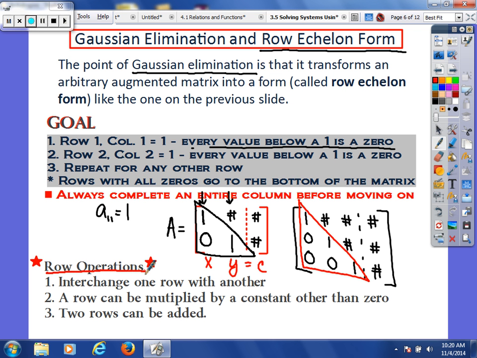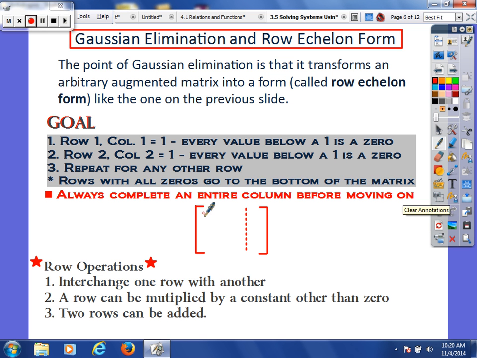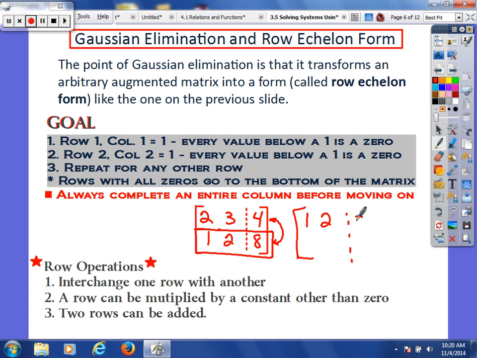There are 3 row operations you can do. The first one is you can interchange one row with another. So I'm going to eliminate all of this here and take a look. What I mean is this: if you have 2, 3, 4, and this one's 1, 2, 8. Well, I want this 1. Wouldn't it be nice if that 1 was up here? So I can take this entire row, which, if you remember, is simply an equation, and interchange or switch it with the first equation. So the second one becomes the first, and the first one becomes the second. That is called an interchange from one row to another.